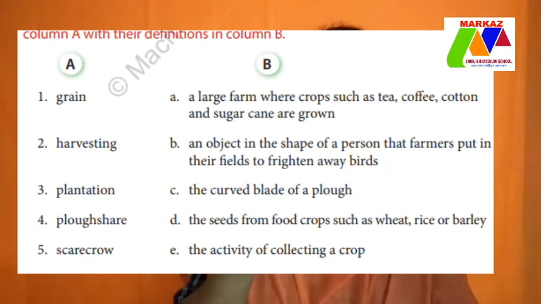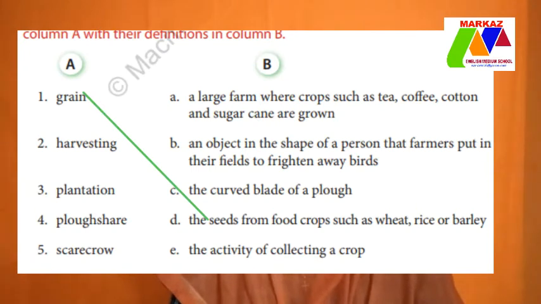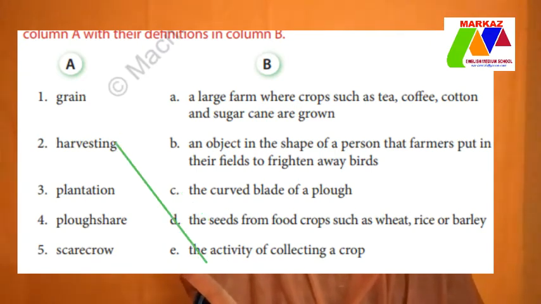Coming to vocabulary, farming and agriculture words. These are a set of words that are related to farming and agriculture. Let us learn some terms related to farming and agriculture. Match the words in column A with the definition in column B. Grain, like a grain of rice, grain of wheat. So grain goes with the seed from food crops such as wheat, rice or barley. D. 2. Harvesting. Harvesting is the activity of collecting a crop.